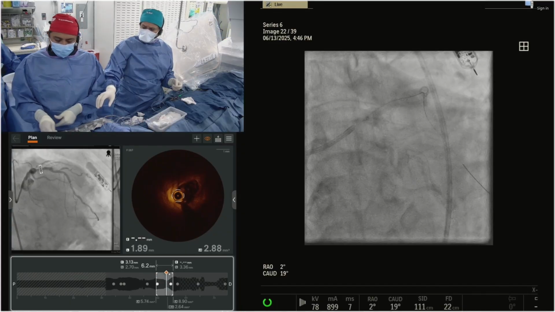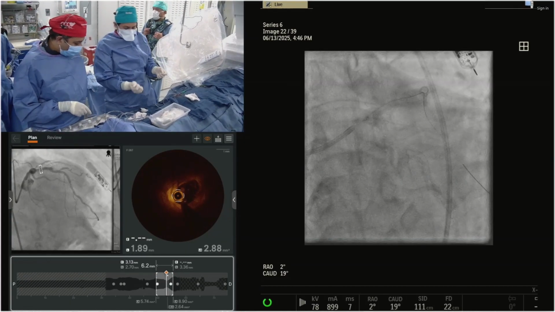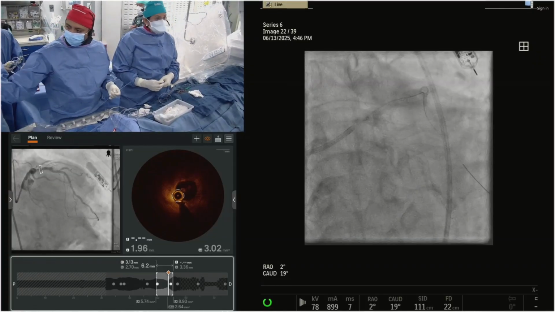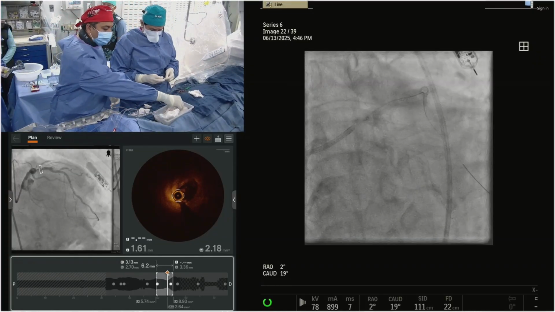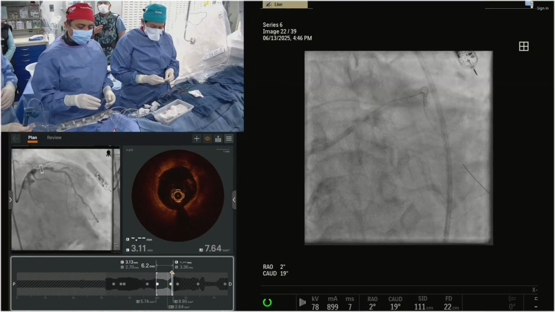What do you think, Kiski? Now that you've done so many OCTs, we have analyzed so many calcific lesions. Why do you think we are getting this? So first, look at the fluoroscopy. I just did the fluoroscopy cine.